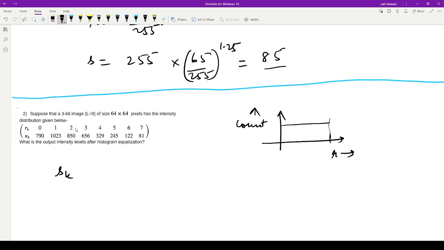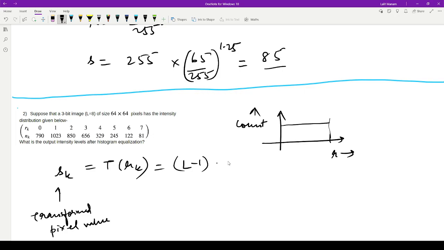S_k is what? It's a 3-bit image. S_k is the transformed pixel value, which I'll again write as T of r_k, which is what? (L minus 1) into the summation over j equals 0 to k of n_j upon capital N.